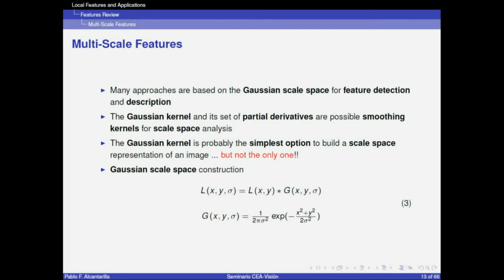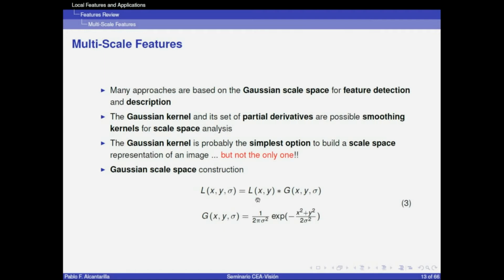It's important to say that the Gaussian kernel is the simplest option to build a scale space representation of an image, but it's not the only one. And now, how do we build a scale space representation of an image using the Gaussian kernel? It's very easy. We need to convolve our original image, L, with a Gaussian kernel. The parameter sigma is the scale, or the standard deviation of the kernel, that will measure the resolution at which we want to detect features and compute descriptors in our image.